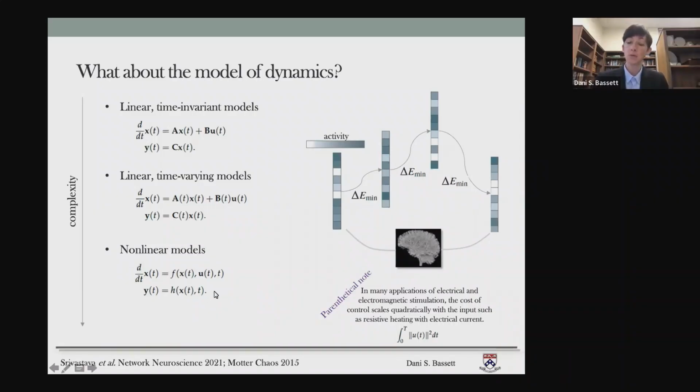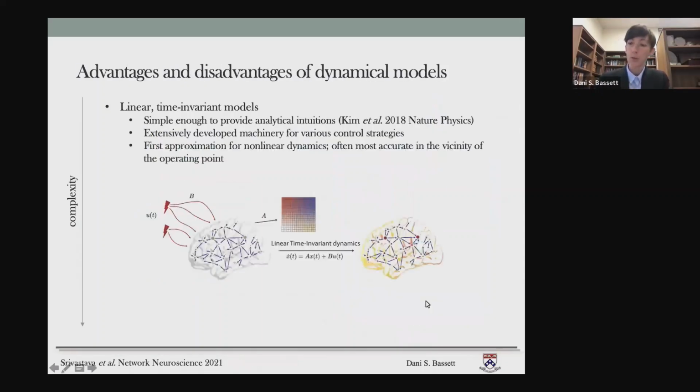But in each of these cases, what we can do is estimate what U of t is needed to allow for a particular state transition or set of state transitions. And once we've identified what that U is, then we can compute an energy associated with that change. We do that by suggesting that the cost of control or the energy required for control scales quadratically with the input U. So that allows us to assess the energy required for these state transitions.